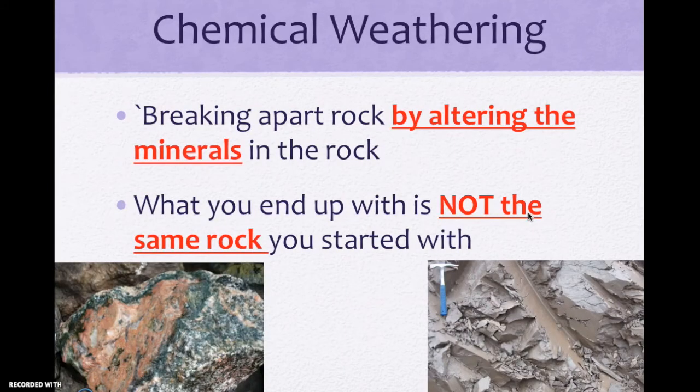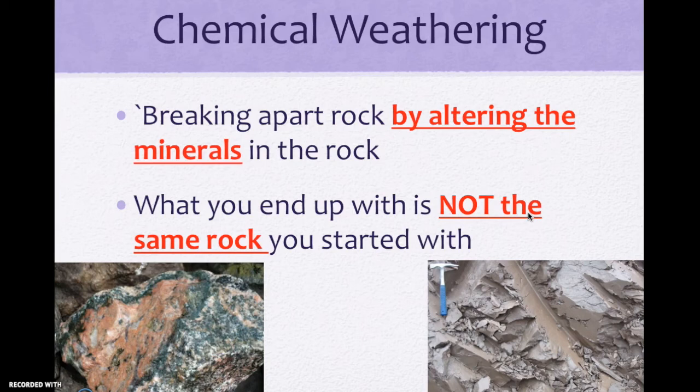Okay. So we had physical weathering, where the rock that you start with is the same rock that you end up with. And that is not the case with chemical weathering. Chemical weathering is like the opposite of physical weathering. It's kind of like the Mr. Hyde compared to Dr. Jekyll. So, with chemical weathering, we take rock apart not by just smashing it, but by altering the minerals in the rock. So what you end up with is not the same rock you start off with.